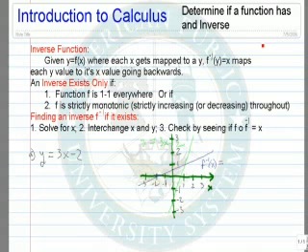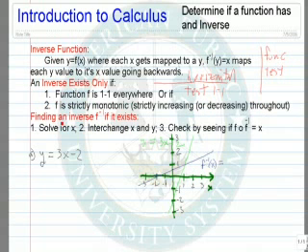Now remember, we have a function test. It's called the vertical line test. We now have a one-to-one test, which is a horizontal line test, and this tests to see if a function is one-to-one. Another way of being sure that the inverse exists is if the function is strictly monotonic. That means that it's increasing everywhere or that it's decreasing everywhere.